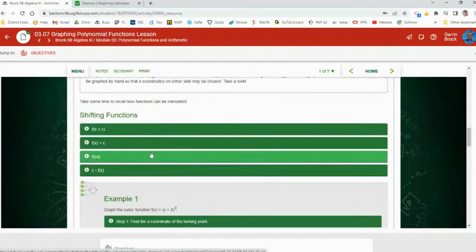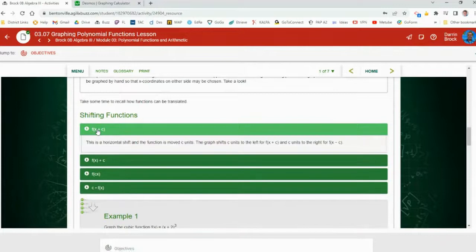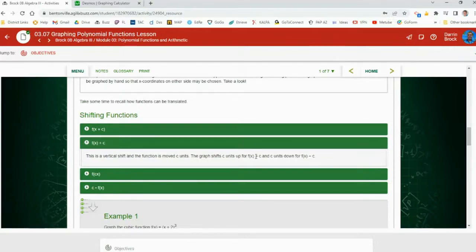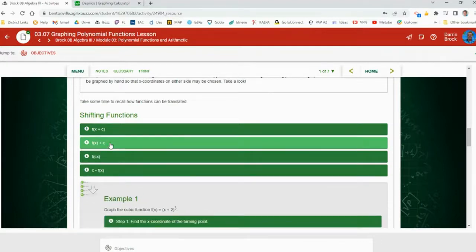And then shifting functions. Remember, if you have an x plus a c in parentheses, like x plus 1, x plus 3, that's going to shift it to the left 3 units. If it's x minus 3, it would shift it to the right 3 units. If you have just a constant at the end, like x squared plus 2, or x to the fourth minus 1, it just shifts it up and down. Plus 2 would go up 2, minus 1 would go down 1, anytime there's just a constant added on to the end of the equation.